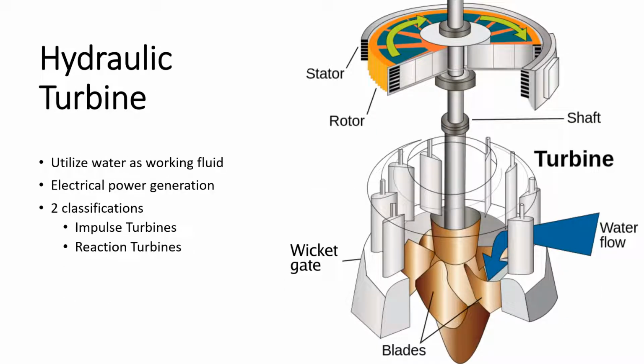As discussed earlier, turbines can operate with a number of different working fluids, most notably gas, steam, and water. Hydraulic turbines utilize water as the working fluid by converting the kinetic and potential energy of water into mechanical work, and are most often used for electrical power generation. The two most basic types of hydraulic turbines are impulse and reaction hydraulic turbines.